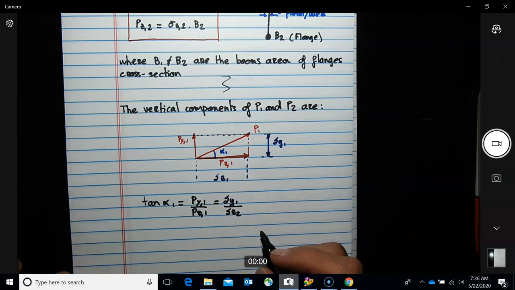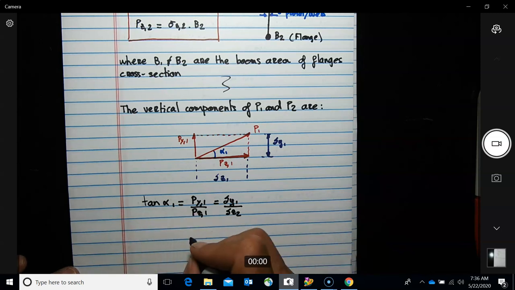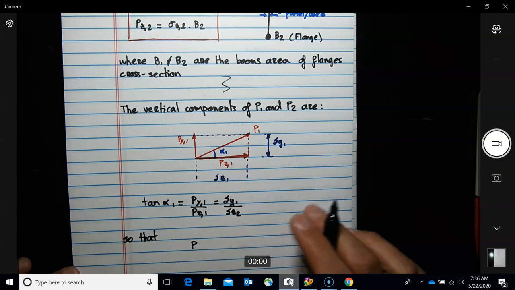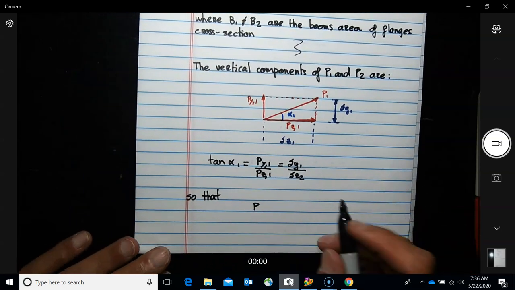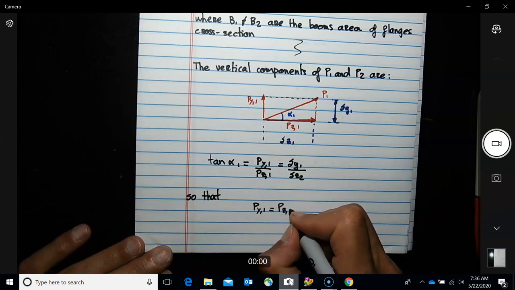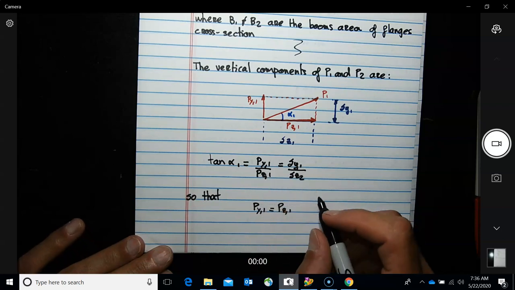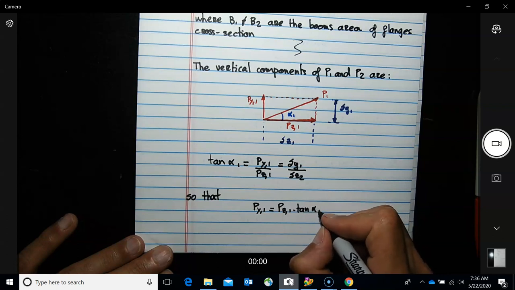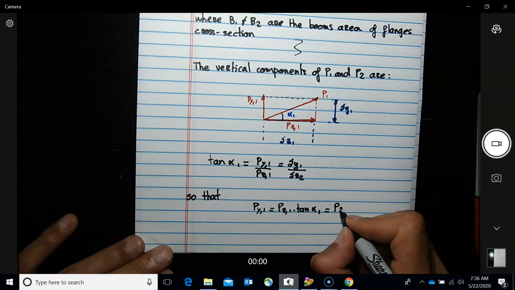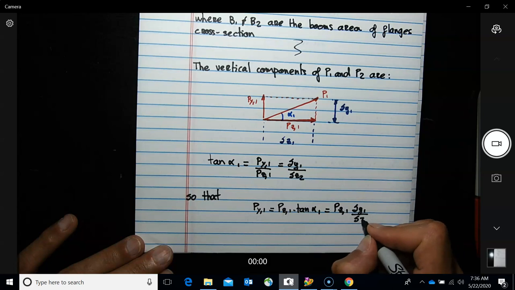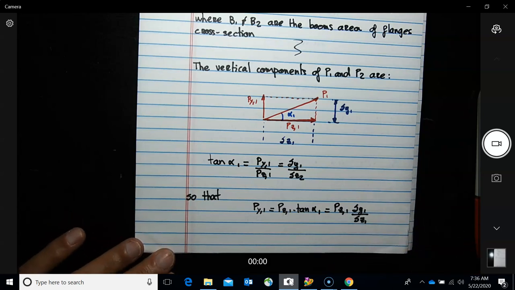Okay, so now this is very simple from trigonometry. So that you're gonna have what? PY1 be equal to what? PZ1 times tangent alpha 1, and this is the same thing as doing PZ1 of delta Y1 over delta Z1. Okay.